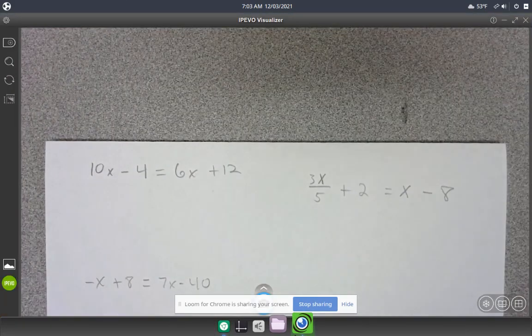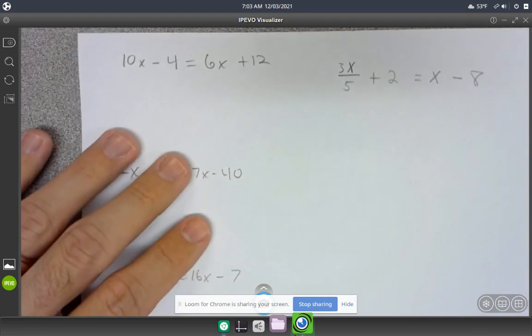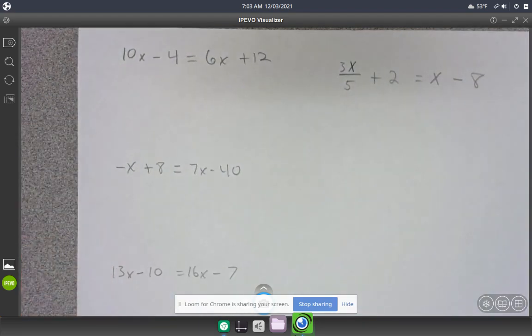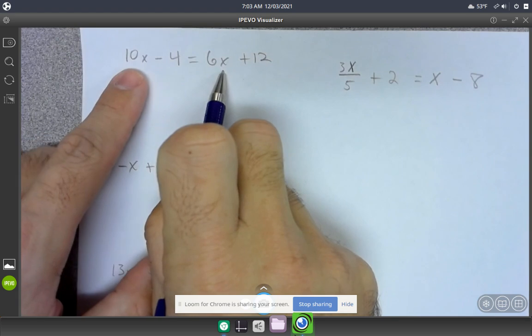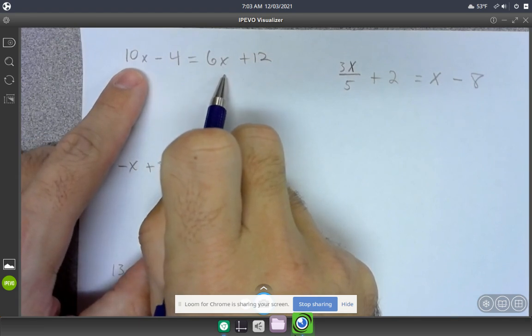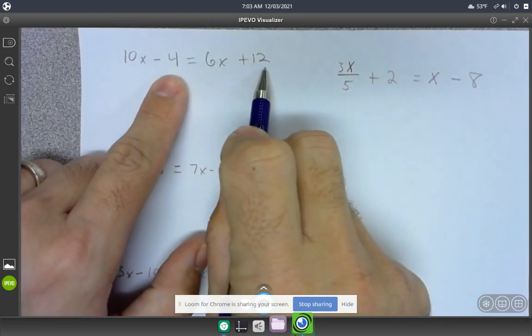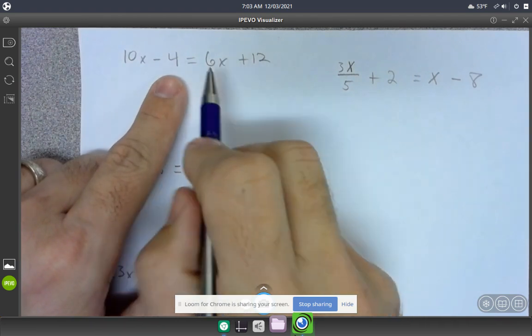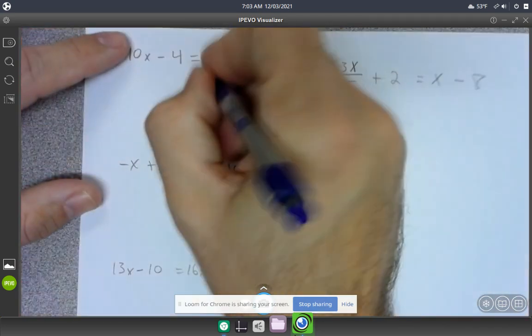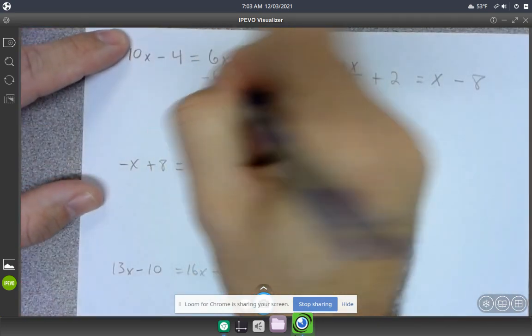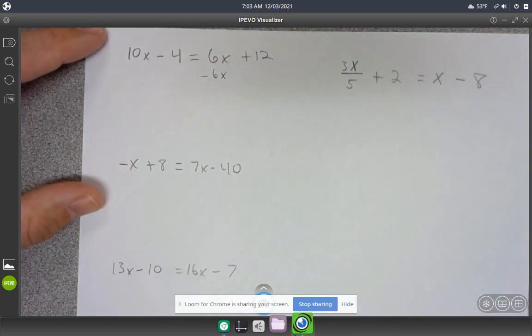All right, so what we're going to be doing is solving some equations that have variables on both sides. These are still linear equations. All you do is move all of your linear terms, like the ones with x's, to one side of the equation, and your constant terms to the other side. So I'm going to shuffle my linear term here over to the left side, just by minusing 6x from both sides.